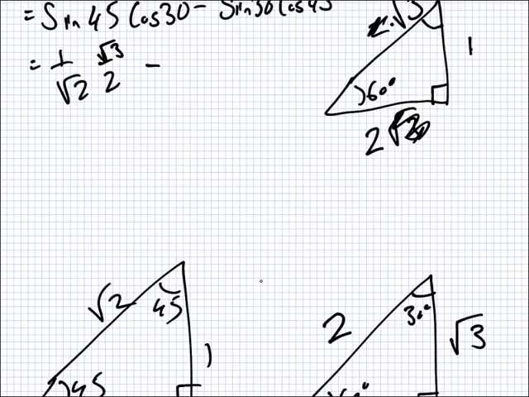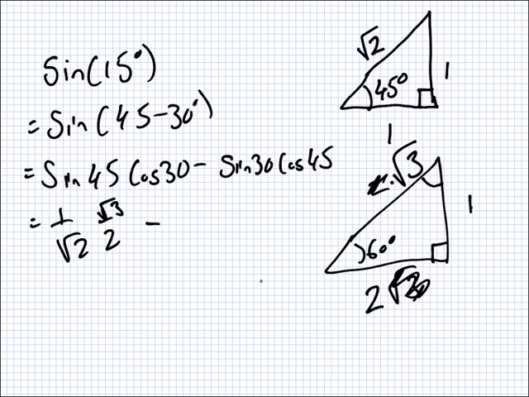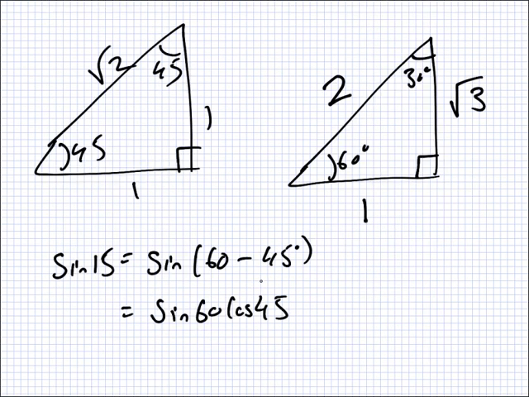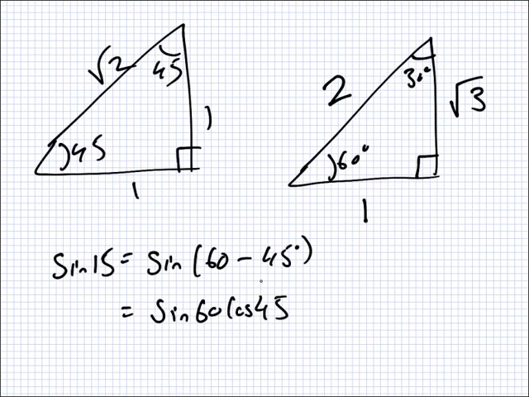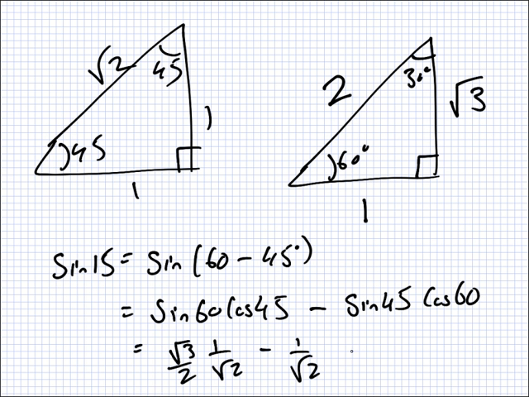It's the same as sine 45 minus 30. I'm doing it differently. Minus sine 45 cos 60. That's root 3 over 2, times 1 over root 2, minus 1 over root 2 times 1 over 2, which is root 3 minus 1 over 2 root 2. That's sine 15.